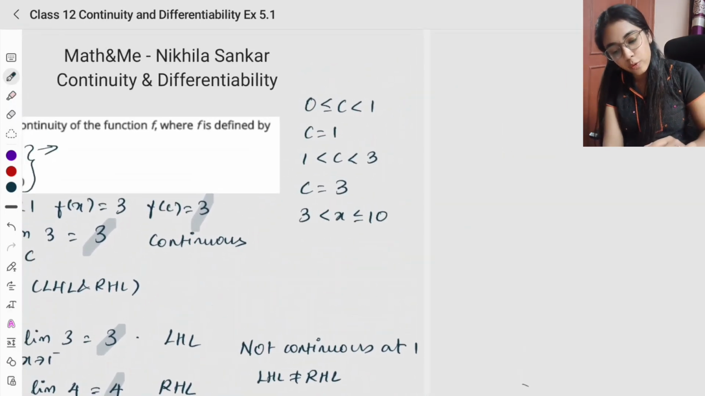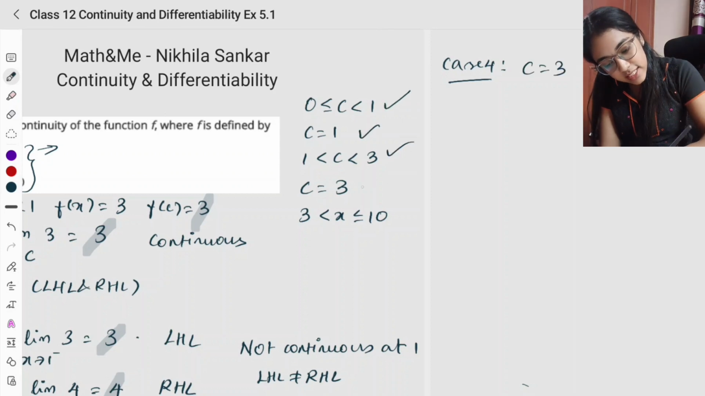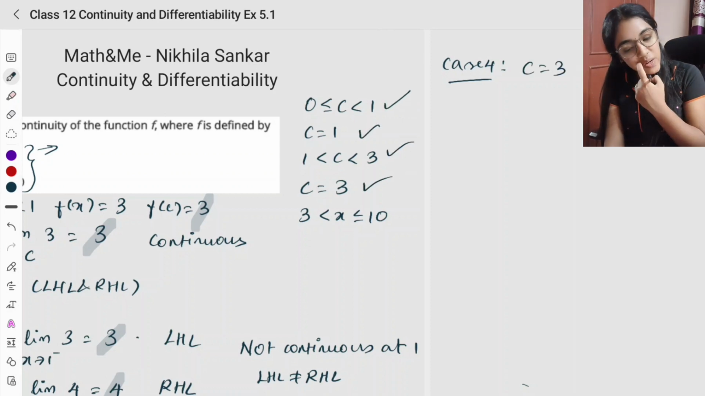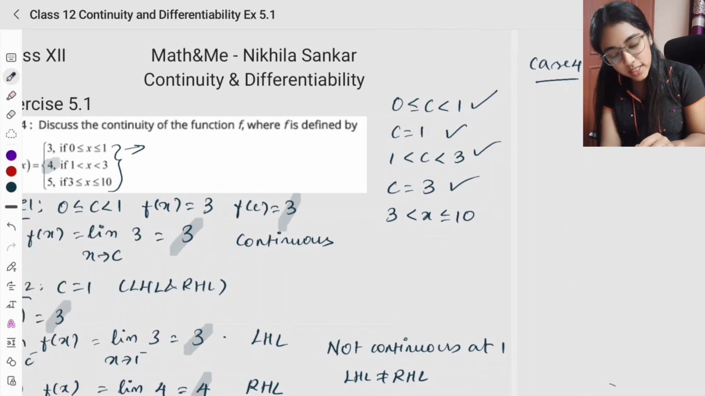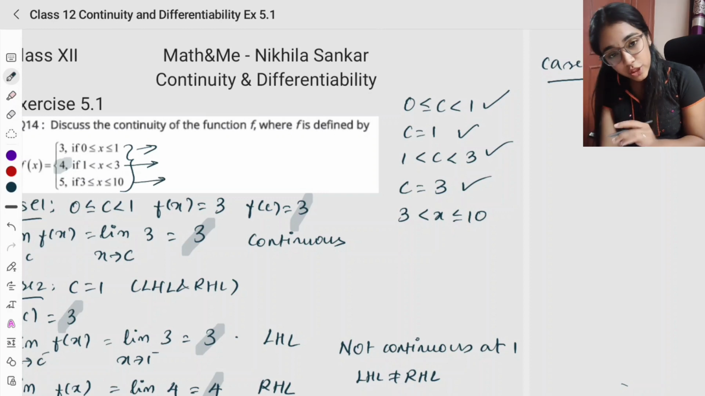Okay. Now, my fourth case. What is my fourth case? Case 4. C equal to 3. This is done. This is done. Now, I'm looking for this. C equal to 3, what does that mean? I need to look for both left hand limit and the right hand limit. Okay. So, C less than 3 is for that case. C greater than 3, I'm going to use this particular case.